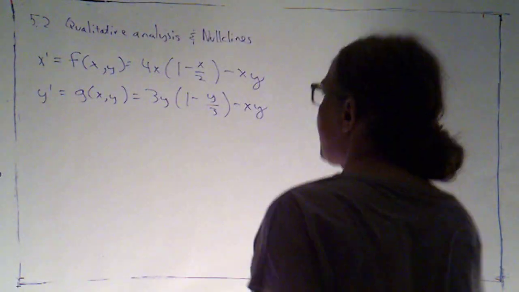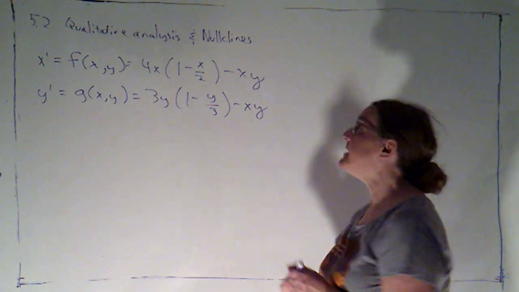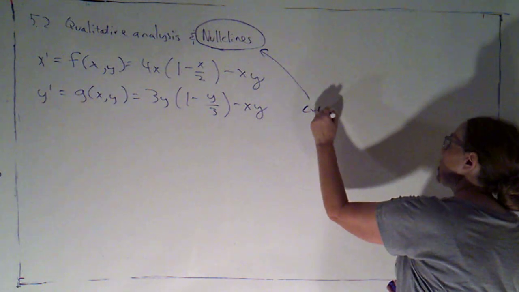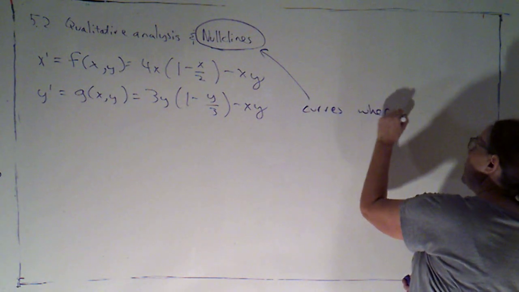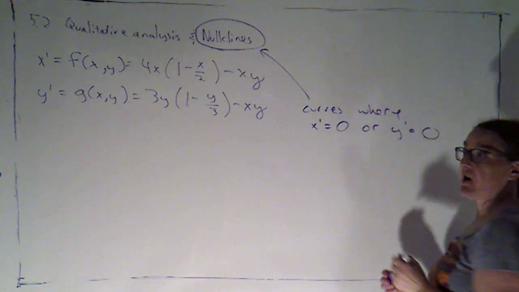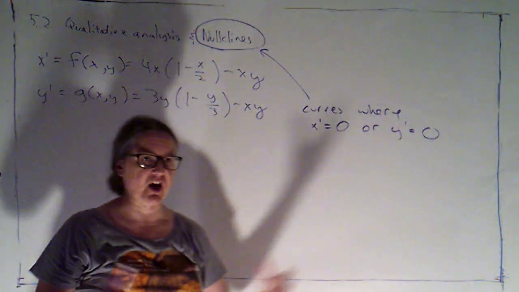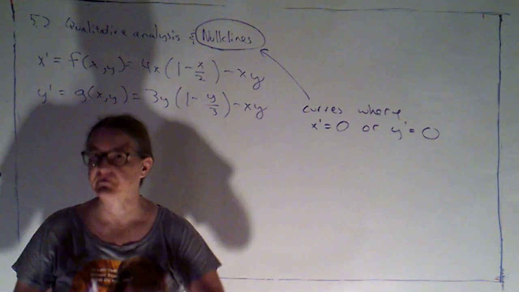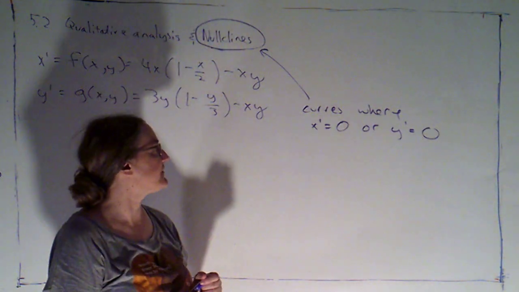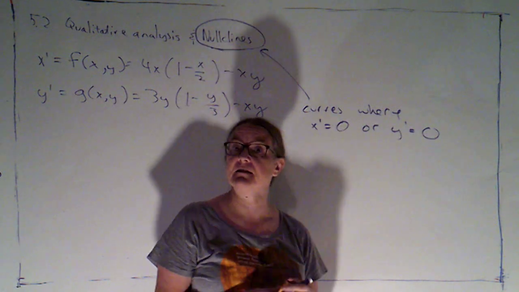Okay, so in this video we're starting section 5.2, which is qualitative analysis and nullclines. Now, nullclines are just going to be the curves where x prime equals 0 or y prime equals 0. Okay. And a curve is just a one-dimensional object, so a curve that doesn't curve is still called a curve, we just call it a line. So it could be lines, could be curves, but these are going to be the places where one of these derivatives is 0, but not necessarily both.